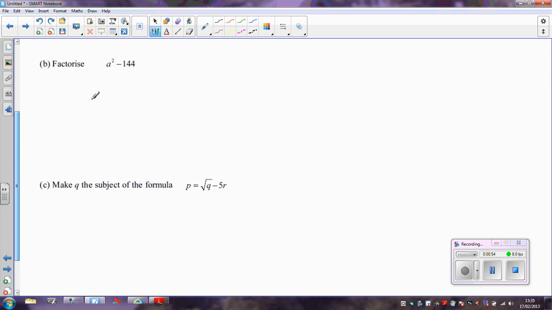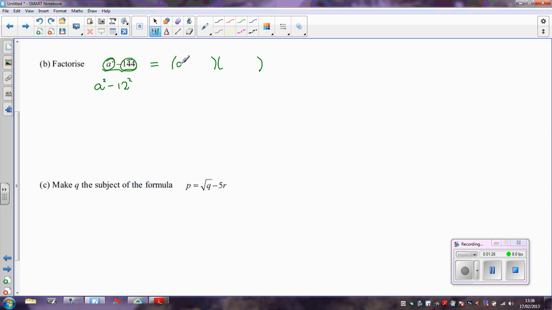Okay, part B, factorising a squared minus 144. Factorise, remember, means put in the brackets. It looks as though you can't factorise this because there's no common factor. But in fact, this is the type of factorisation which we call the difference of two squares, where you have 2 terms where one of them is something squared. Well, this is a squared, and 144 you can see is 12 squared. So if you like, this is the same as a squared minus 12 squared.